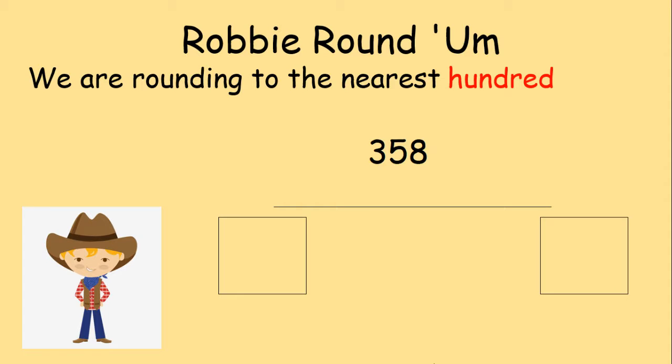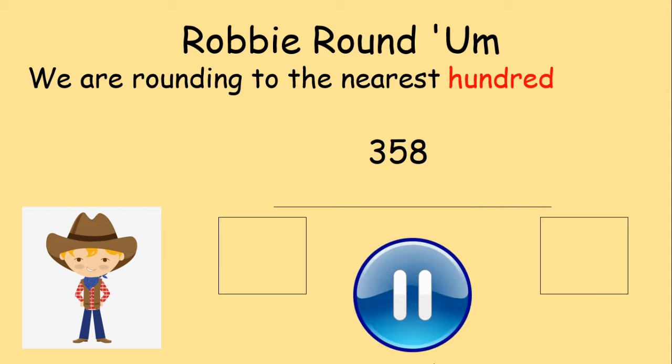Let's take a look at Robbie Round'em. We are rounding to the nearest 100 today, and your number is 358. Press pause now to work out what the answer would be, and then press play once you are ready.